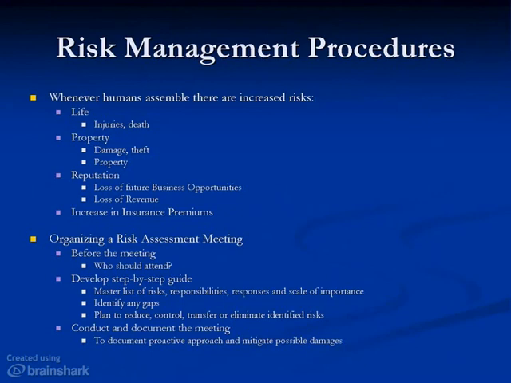This is very important to do before the meeting and figure out who the parties are who should attend. You'll develop a step-by-step guide, which is a master list of risks, responsibilities, responses, and also the scale of importance of each. Identify any gaps, what's missing, what haven't you thought about, what needs to be thought about. Plan to reduce, control, transfer, eliminate the identified risks. Conduct and document the meeting.